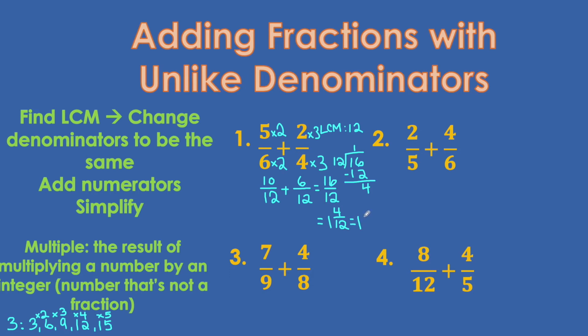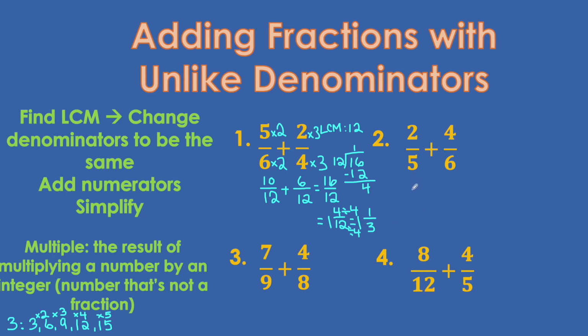and then you want to think, what number goes into both 4 and 12? Well, it looks like you can just divide top and bottom by 4. So if you divide top and bottom by 4, let's write it here. You get 1 and 1/3. And that's our final answer, 1 and 1/3.